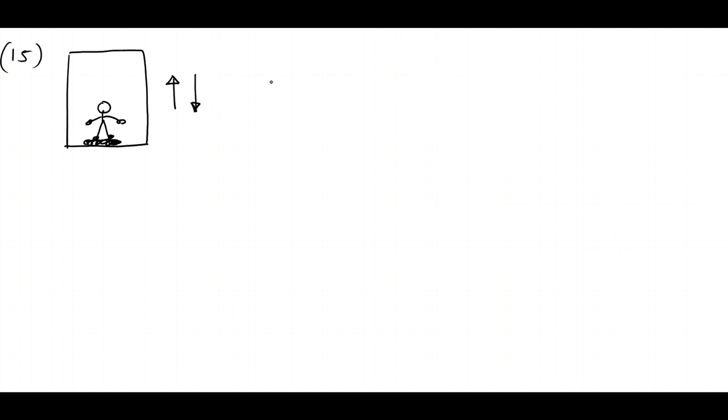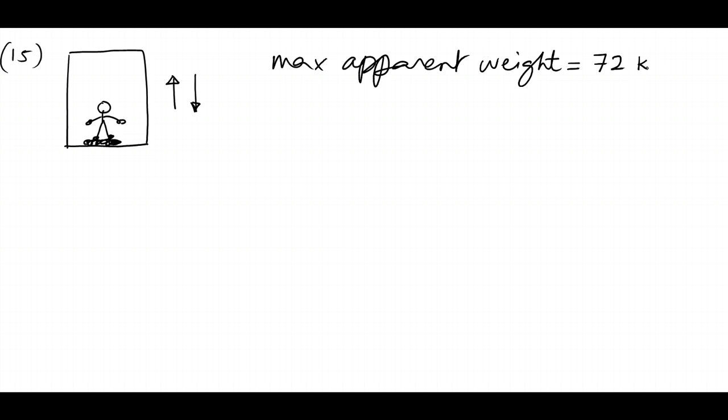Now let's read ahead in the problem. The problem says that the maximum weight recorded by the machine. Now of course it means the maximum apparent weight as discussed earlier. So the maximum apparent weight as recorded by the weighing machine is given to be 72 kilograms.